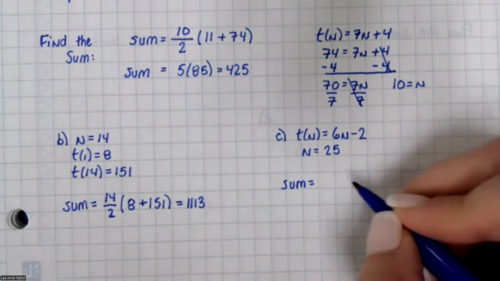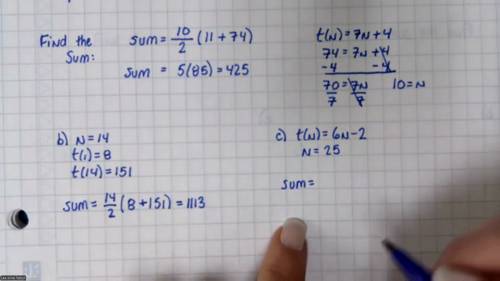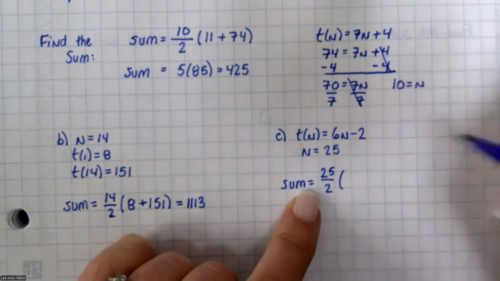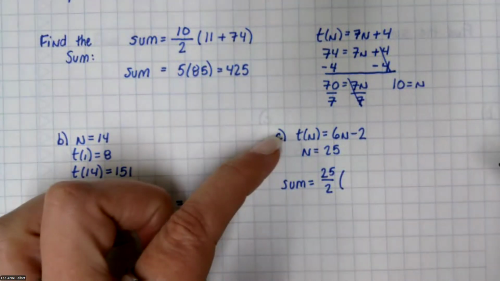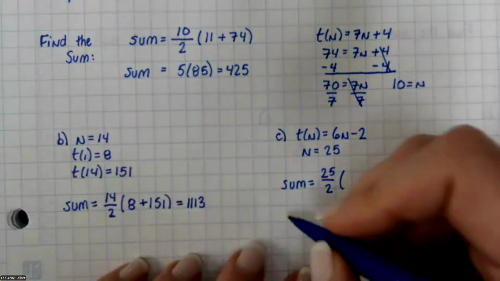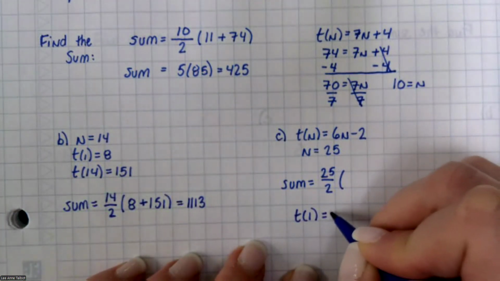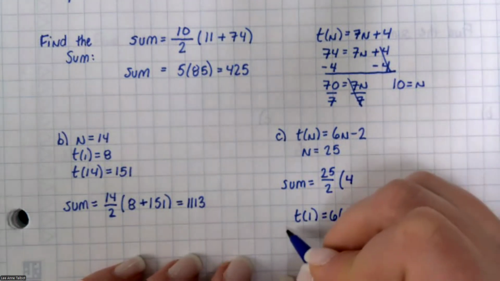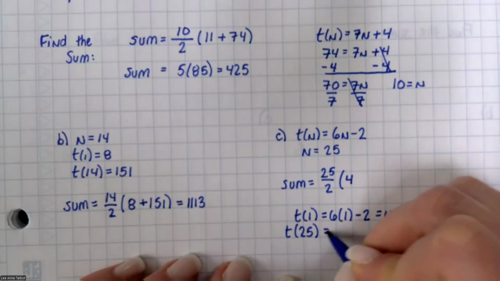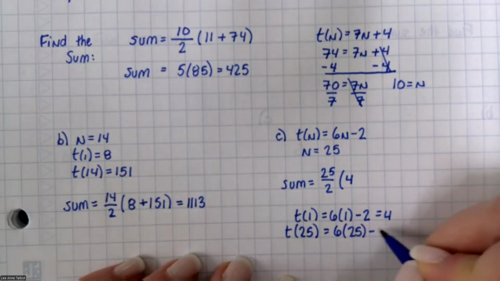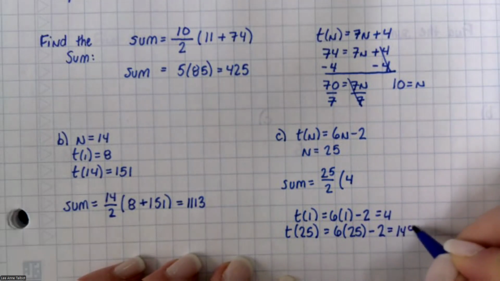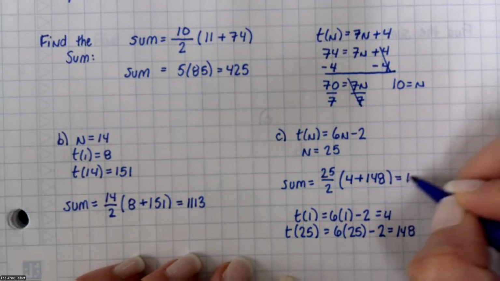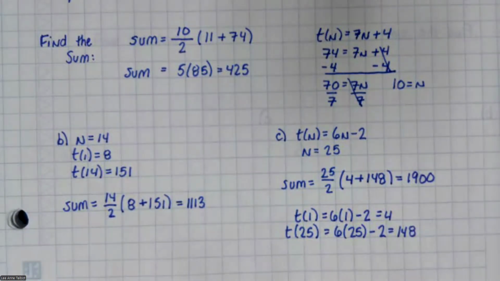What about this one? You're so smart. Okay, so I'm going to start with 25 over 2. I don't know the first term, but guess what? I have the equation, which means that's like a little calculator. I'm done.